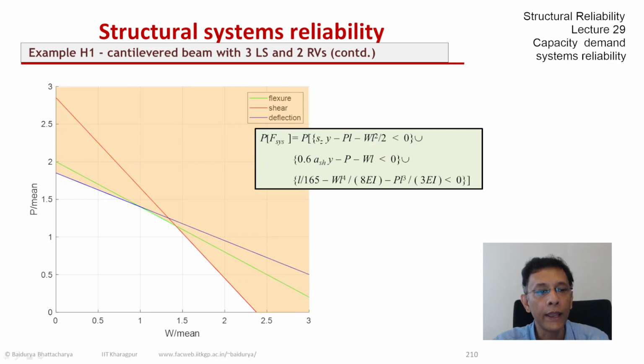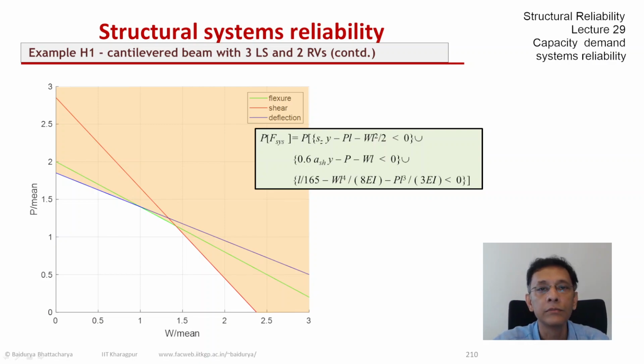So we have taken the union of the individual limit states. You see in the left portion it's governed by deflection, in the middle portion it's governed by flexure, and in the lower right portion it's governed by shear. Obviously this sort of relationship would change depending on the changes in the geometric properties, changes in the allowable limits, and so on.